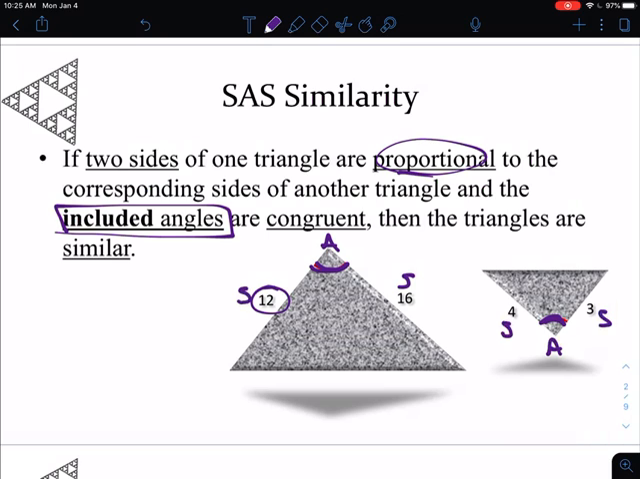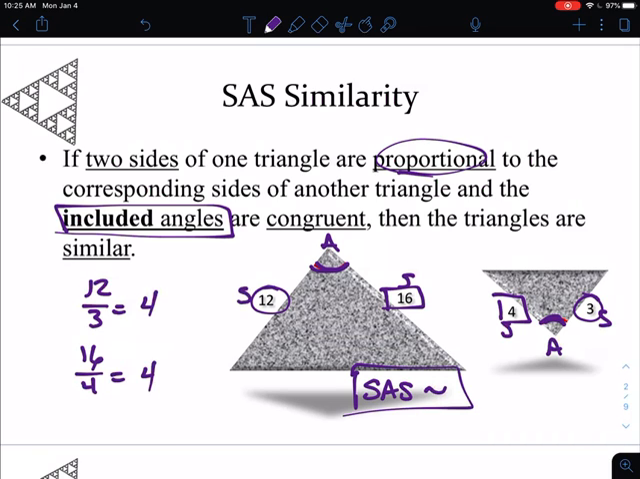So my smallest side over here is 12. I'm going to match it with the smallest side from the other triangle, 3. And so if I take 12 divided by 3, I get 4. Then I check the other two sides. 16 is my larger side here, match it up with the 4 here, so 16 divided by 4, I get 4. If I divide and get the same number all the way through, then that tells me the sides are proportional, and now these two triangles are similar by SAS. So two sides proportional that come out to be the same ratio, and the angle must be in the correct location in between the two sides.